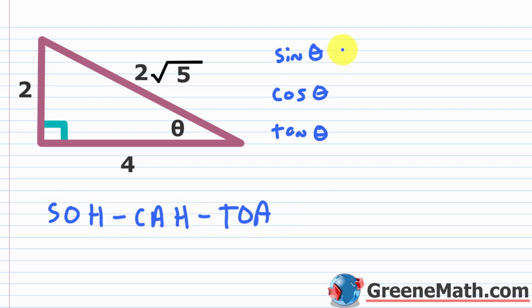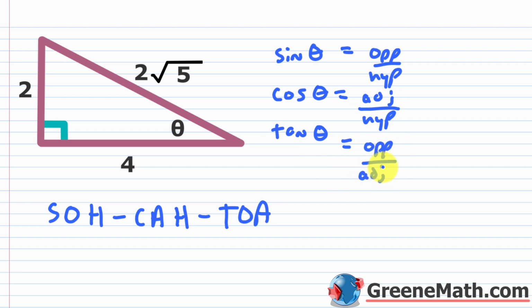Again, let me go back to the SOH-CAH-TOA, okay? So sine of theta, it's y over r, but let's think about it in terms of this. We're going to say opposite over hypotenuse. Cosine of theta, we're going to do adjacent over hypotenuse. And tangent of theta, we're going to do the opposite over the adjacent, okay? So what's the opposite here? What's the hypotenuse? What's the adjacent?